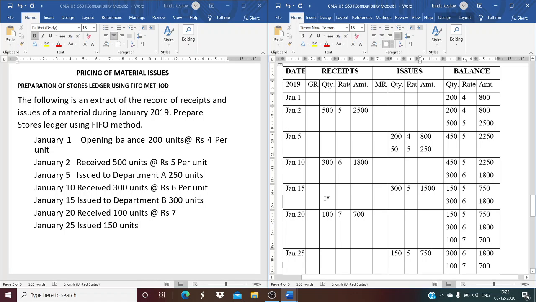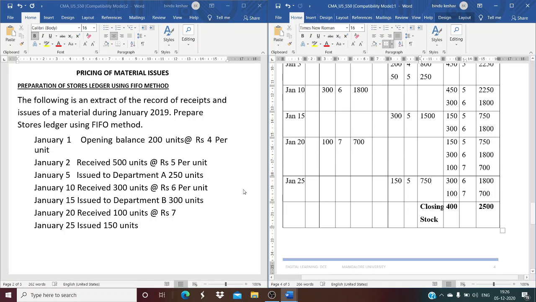So in the receipts column, quantity 100, rate 7 and the amount is 700. The balance, so the first lot is 150 at rupees 5, 750. The second lot 300 at rupees 6, 1800. And the third lot, that is the item which you have purchased today, January 20, 100 units at rupees 7, 700 rupees. Again, on January 25th, we are issuing 150 units.